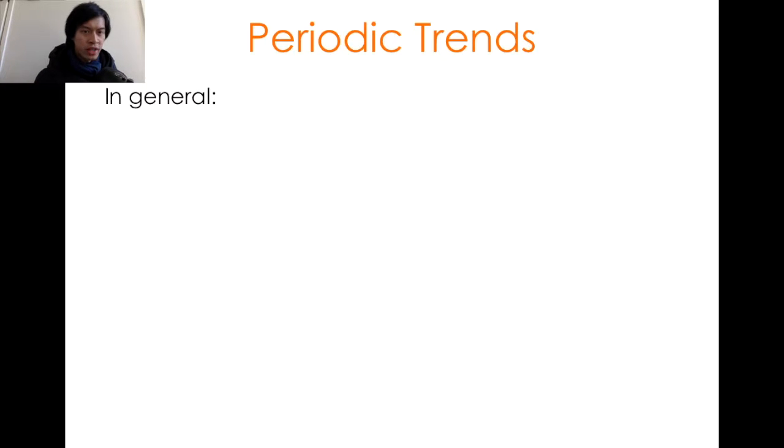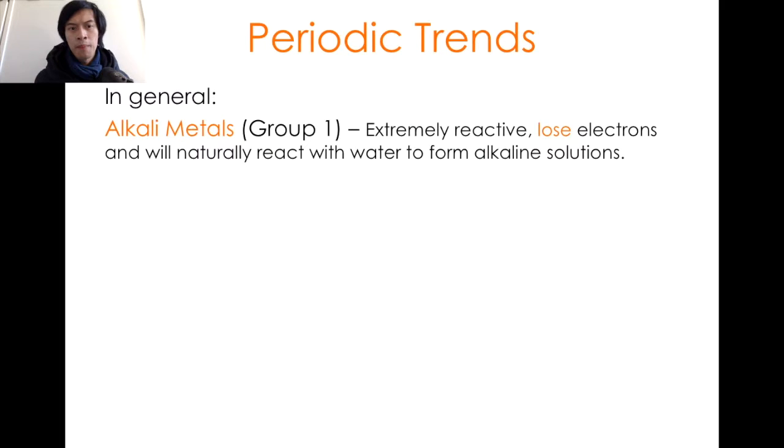Okay, trends that you will notice in your periodic table. Alkali metals, elements in group 1, are what we call extremely reactive metals. Okay, they will very easily lose electrons to other atoms and will naturally react with things like water to form an alkaline solution. Okay, the key word here is lose. Keep track of this because I'm going to come back to this in a second.